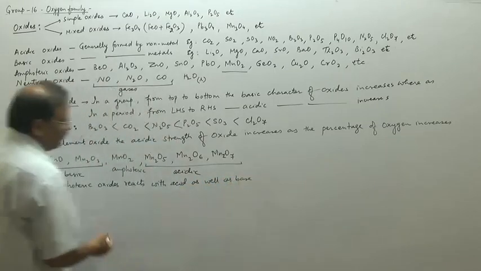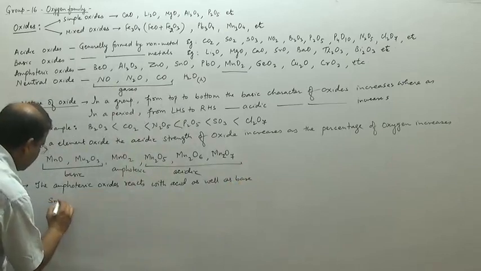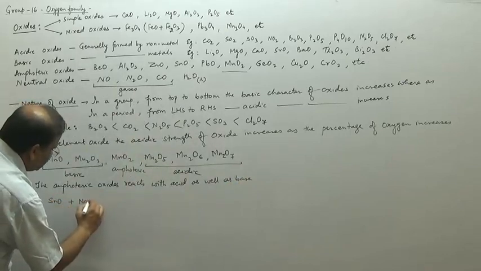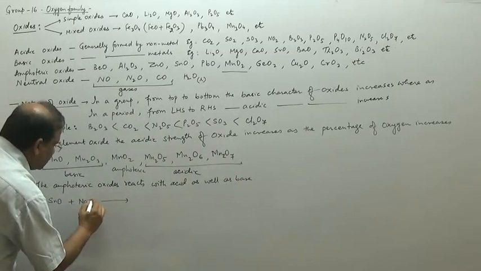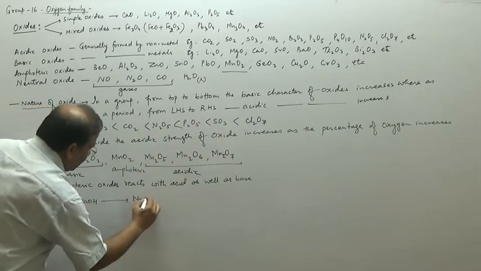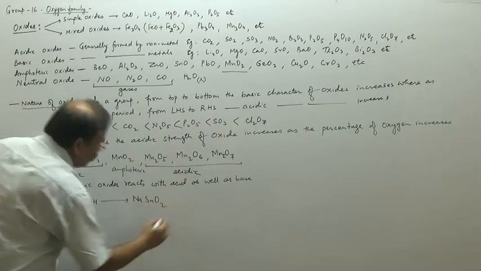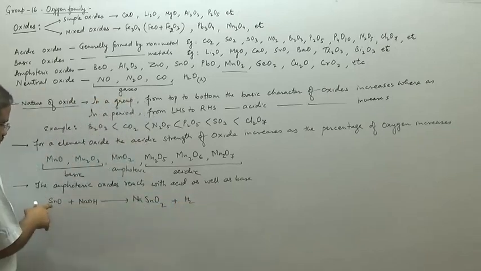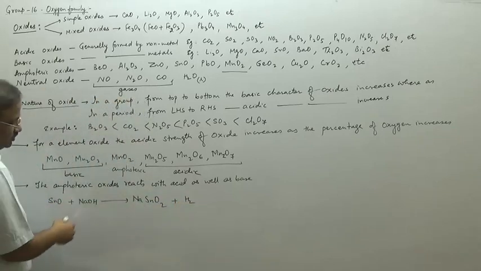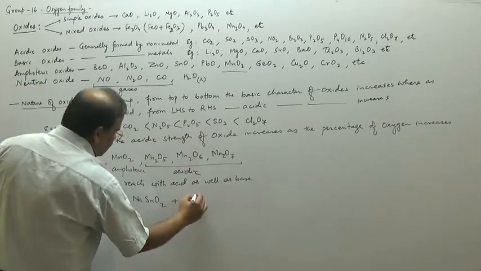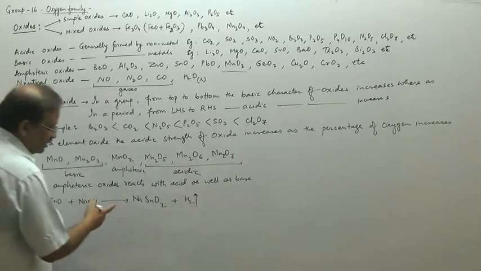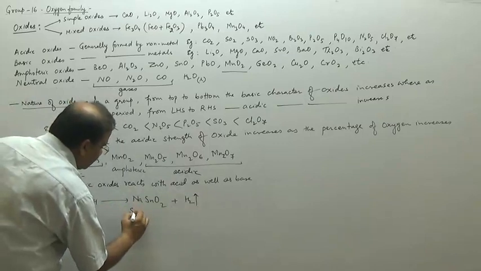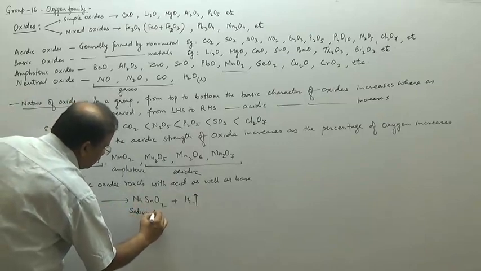You can take one example: suppose SnO reacts with NaOH, then we write NaSnO2 plus H2 is liberated. That is how we can write it. In this case, this is sodium stannite.